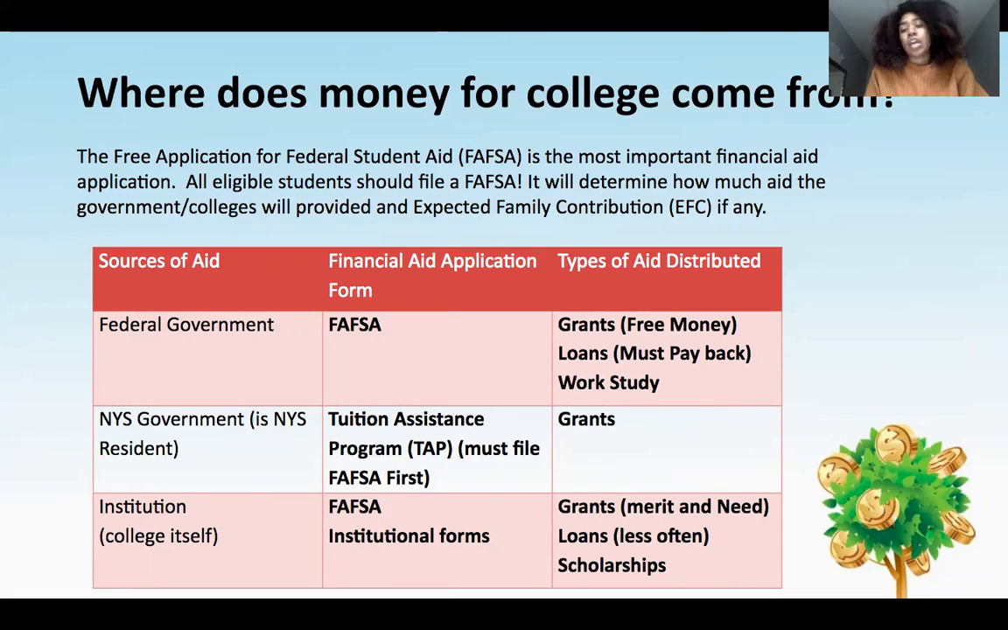Now, work study is this opportunity for students to work on campus. FAFSA will have a reserve of money set aside for a student to work on campus, and the money is dispersed to them through their paychecks. We have grants that come from the Tuition Assistance Program, and grants, loans, and scholarships that will come from the institution itself if offered.